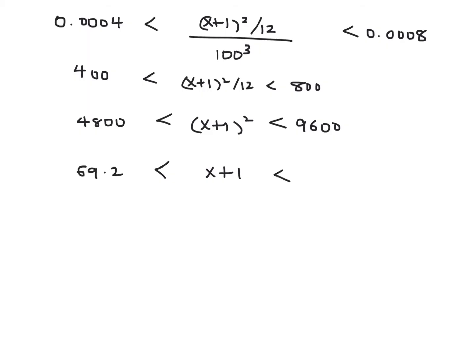You're allowed to use calculators on the Canadian math contests. And this becomes 97.9. Now subtract 1 from everything, so this just becomes x. And this becomes 68.2. And this becomes 96.9.